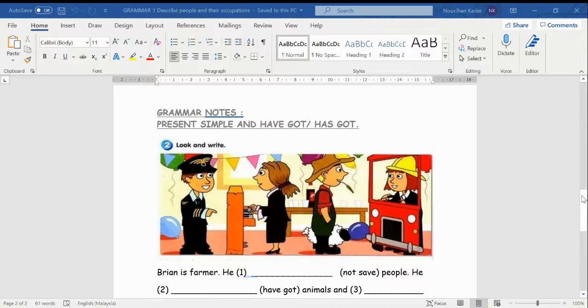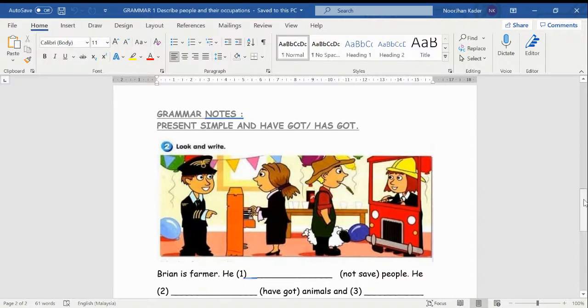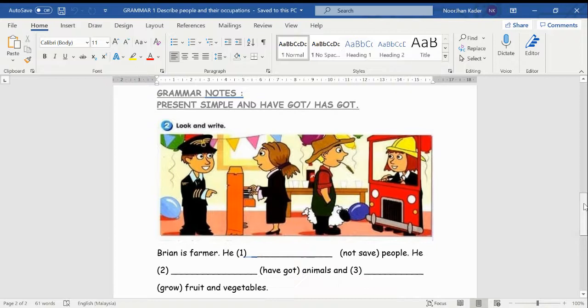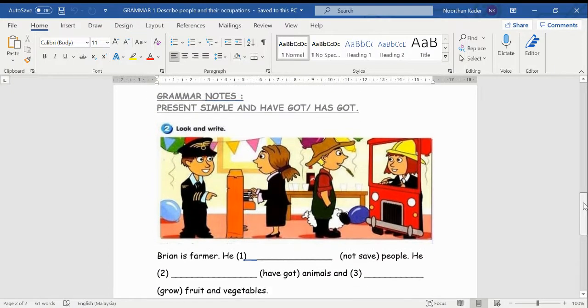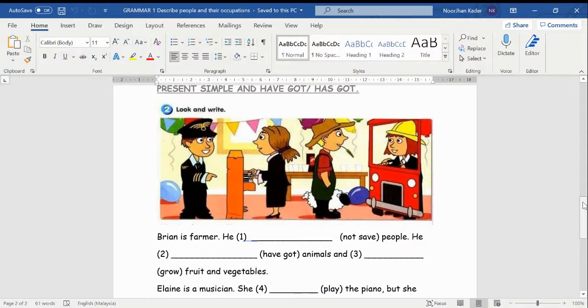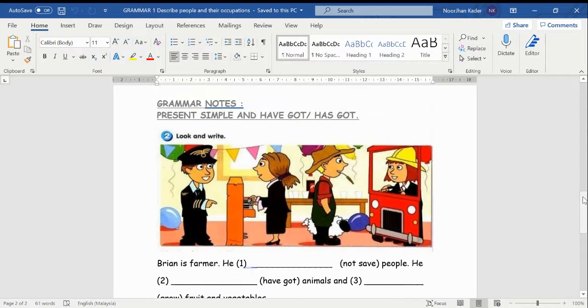Today we are going to learn how to write a description about people and their occupations. In this lesson, it will be more of a guided writing, where we will have some grammar items to assist us to write the descriptions about people and their occupations. The grammar items we'll be using here will be present simple tense and also have got and has got. Have got and has got are actually possessive pronouns.